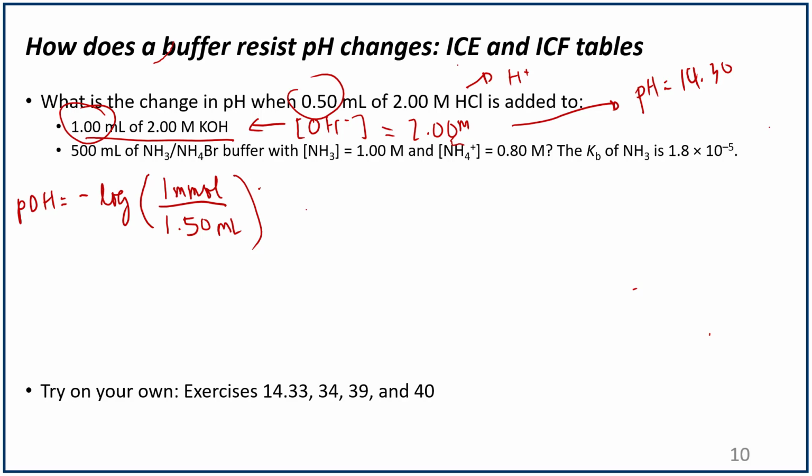I find millimoles convenient. So this should give you the negative log of 0.667, which is a pOH of 0.40.